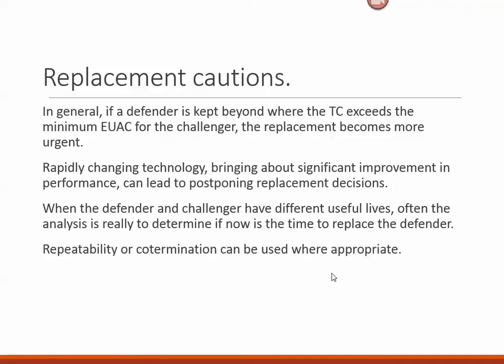Repeatability or cotermination can be used where appropriate, and we're going to talk about this later a little more, but repeatability for the defender is not something that we can easily assume because the whole point is we only have information about the present and the future, potentially not the past, and if we're going to repeat it, we would need to know information about the past. Anyway, long story short, cotermination is usually a better option, or we can do repeatability for the challenger, assuming that we can get rid of the defender before it runs out of its useful life, which we probably will.